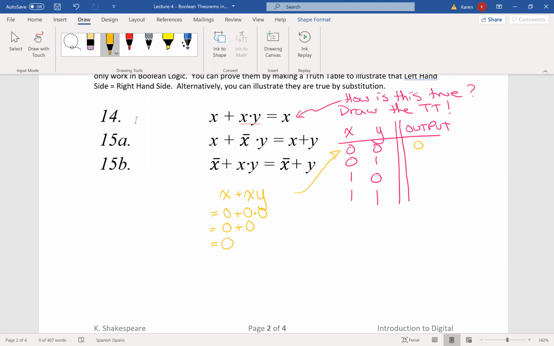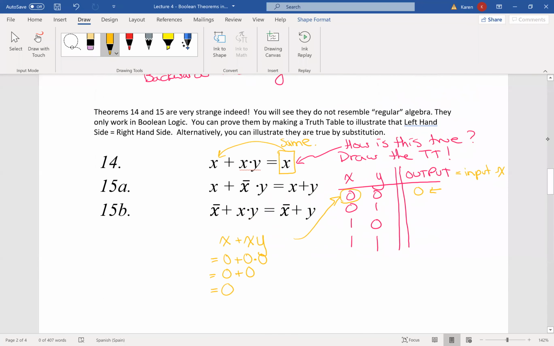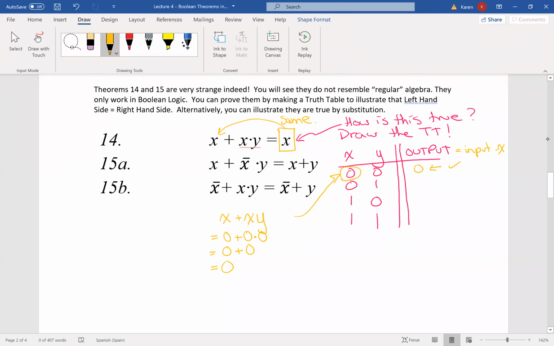And is that true to this equation? This equation is saying the output is going to be the same as that input. So output equals the same as input X. So does this output equal the same as this input X? Yes. Wow. Yes. Now let's do the next row.